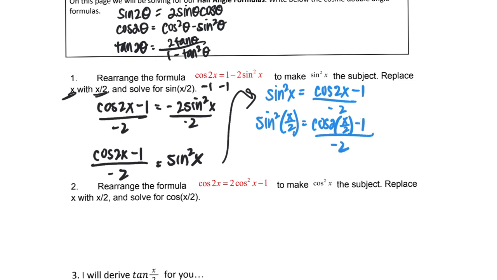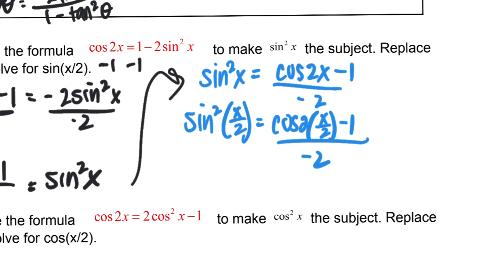But what happens right here, you'll notice we have a 2 times an x over 2, or 2 over 1 times x over 2. The 2 divided by the 2 is 1. So when we multiply 2 times x over 2, that will become just x, because the 2's cancel. So cosine of x minus 1 over negative 2.